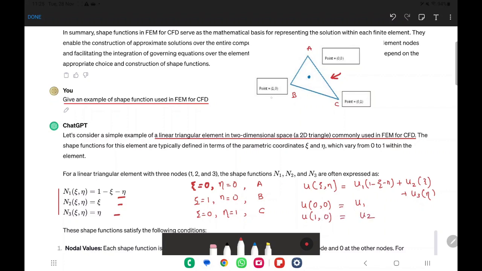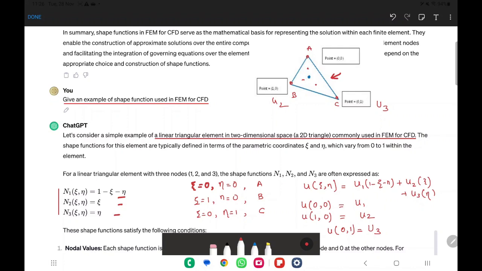This is your u2, and this point is u3. And if you calculate u at (0, 1), this will become u3. Okay. Now in between, these were the 3 points we talked about, but in between also you have values for xi and eta.